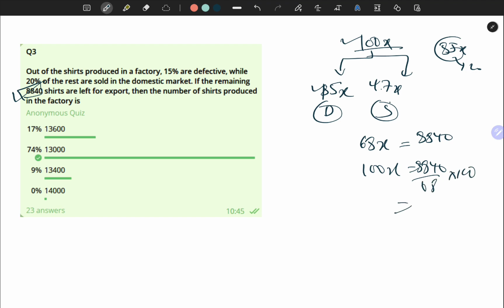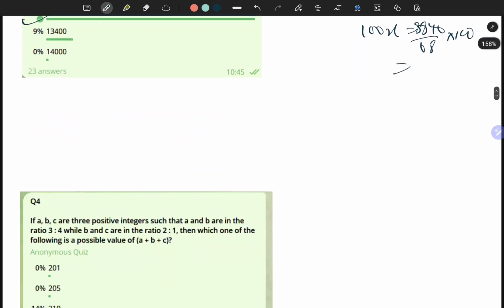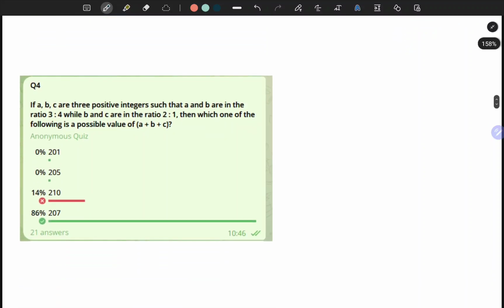Okay, and on solving we get 13,000 as the answer to this question. Now this is the easiest question of today's lot.